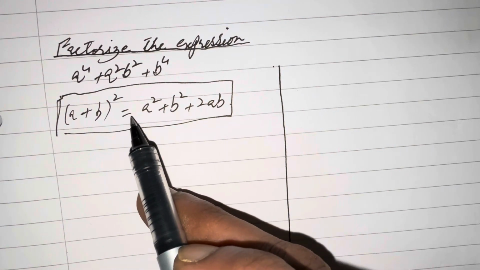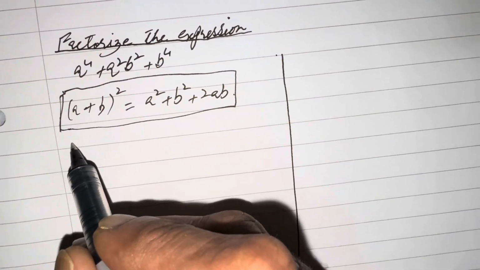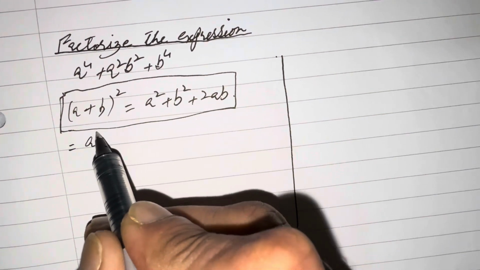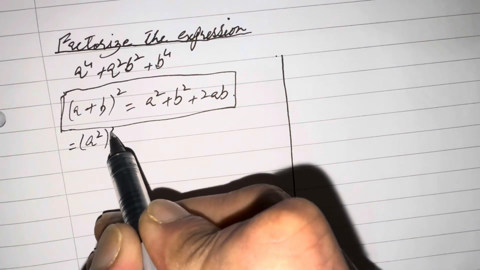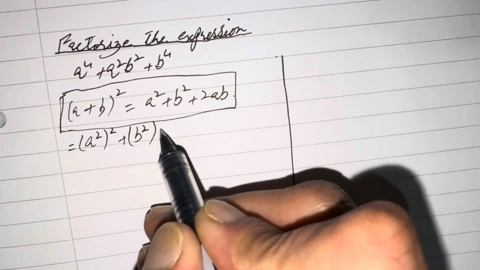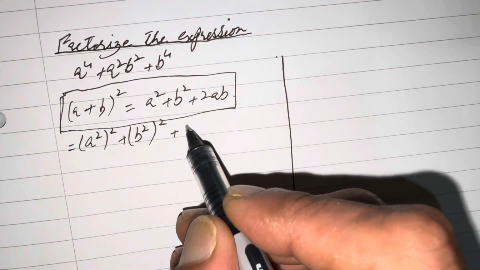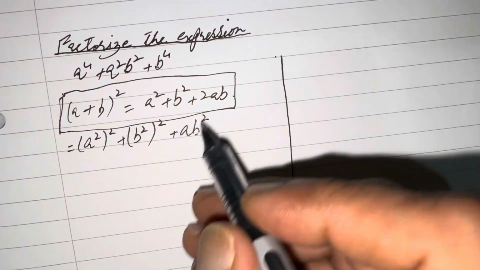So first of all, we are going to use the formula, this one, and let's see what we're going to add and subtract. So that expression we can write like a raised to power 2 whole power 2 plus b raised to power 2 whole power 2 plus this a square b square. यहाँ पे हमने लिख लिया.